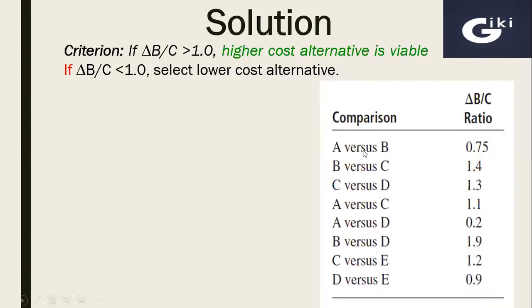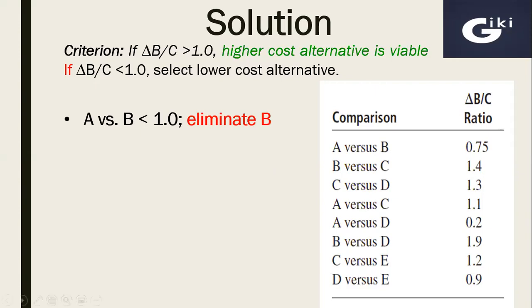So when comparing A with B, A will be the Defender and B will be the Challenger. In that case, the incremental benefit cost ratio of A and B, comparing A with B, should be greater than 1. If it is less than 1, B should be eliminated because B is the challenger and A is the defender. So what we did, A versus B, incremental B over C ratio is less than 1, so we eliminated the challenger and we retained project A.